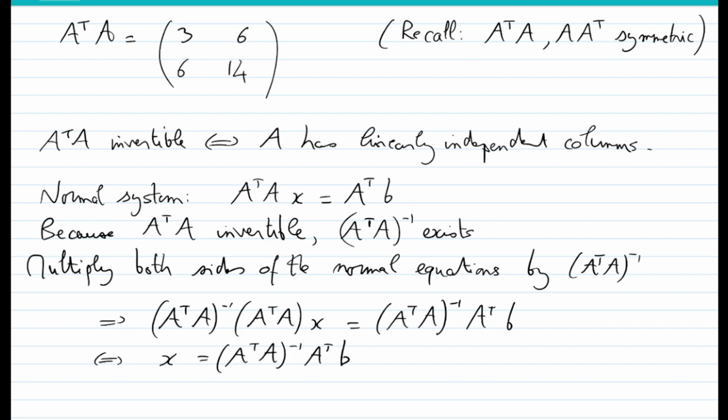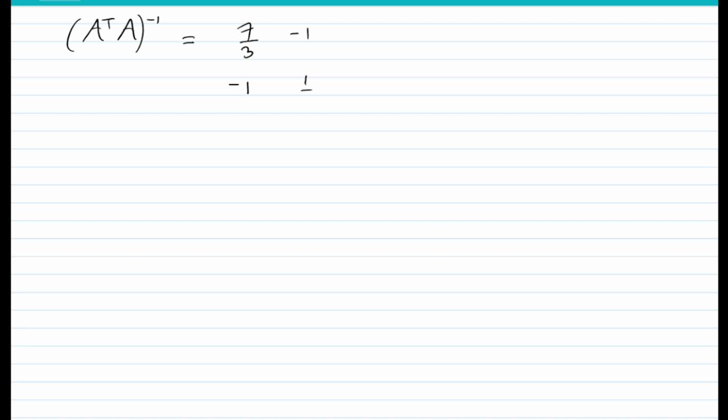Okay, so let's continue. So we saw what A transpose A was. Now I won't get into the detail. This is also something you have to know how to do. A transpose A inverse, especially since this is a 2 by 2 matrix, you shouldn't have to do the computations. So this matrix takes the form 7/3, minus 1, minus 1, and a half.